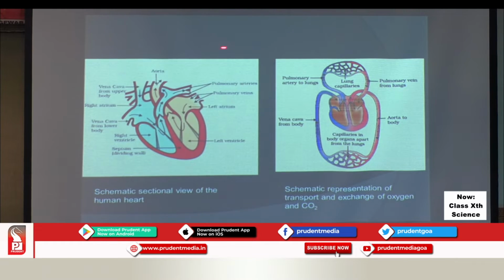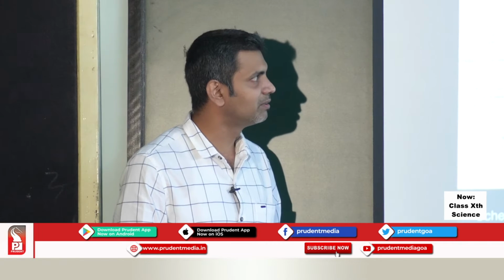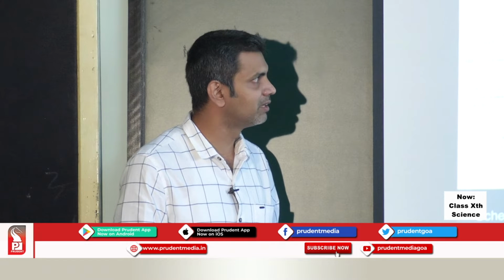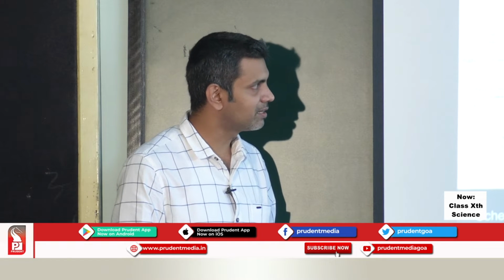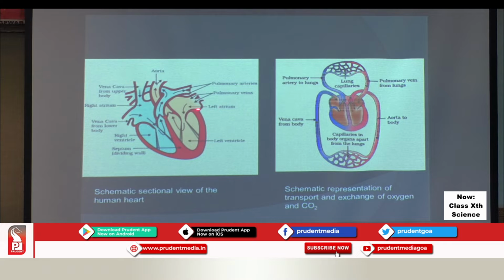So, from the lungs, oxygenated blood enters the heart here, in the left atrium. A few minutes back I told you that pulmonary veins bring oxygenated blood into the heart. So, the left atrium receives the oxygenated blood. When the left atrium receives the oxygenated blood, at that time it will be in a relaxed position.